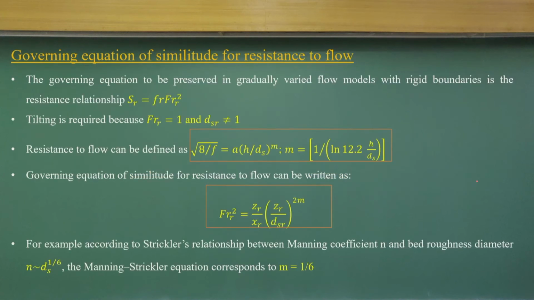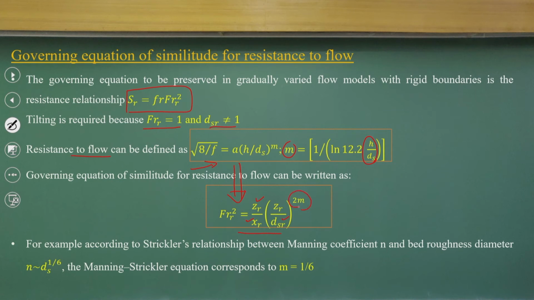Okay. That way, you have to have 2 equations satisfied here: the flow Froude number as well as the flow resistance equation. To satisfy both, we write the resistance equation in terms of the flow Froude number, as the flow Froude ratio is equal to 1 and you have a DXR not equal to 1. From the resistance to flow, which is the Darcy-Weisbach formula, we can establish that f is a function of h by ds, the submergence ratio. If you put that into the equations, you will get the flow Froude ratio as a function of ZR, XR and DXR and an exponent of 2m.